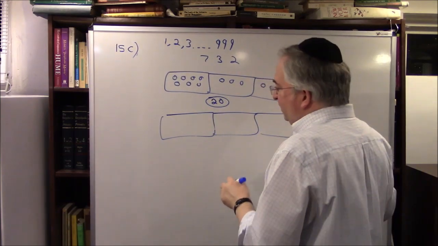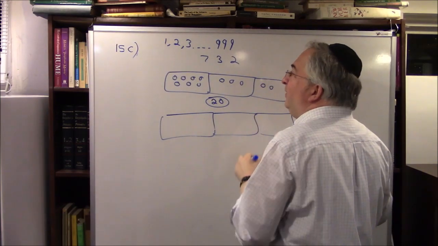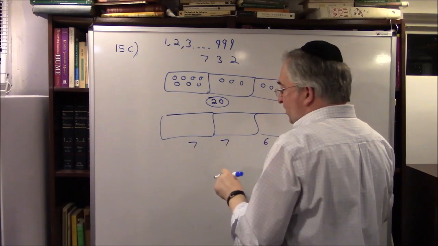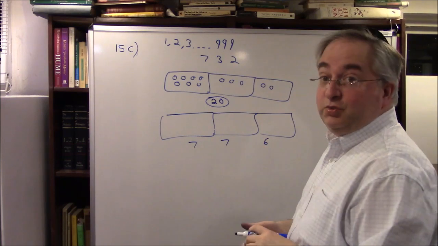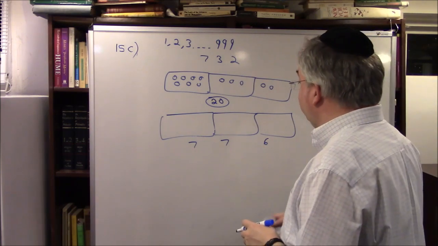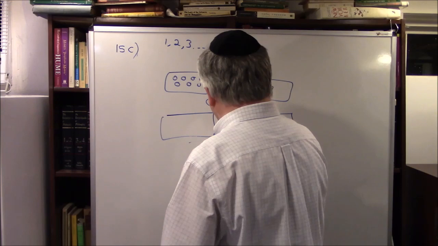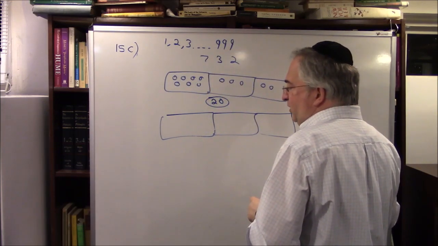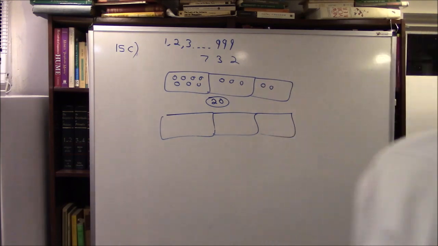Okay. So let's find a number. How about this? 7 plus 7 is 14 plus 7. 7 plus 7 is 14 plus 6 is 20. So this would work. Okay, 776 would work. What is it talking about? At least 2.